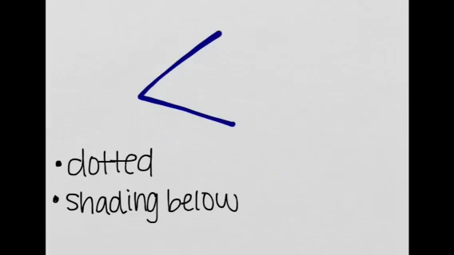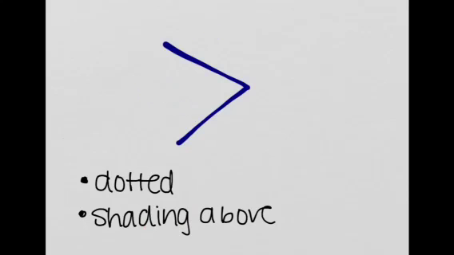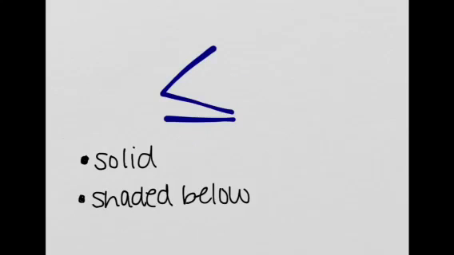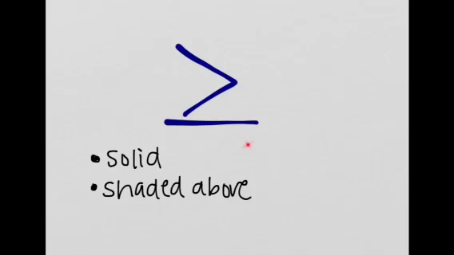Let's get started. So basically, when you have a strict inequality, less than, so if you just have a less than symbol, the line is going to be dotted and you're going to be shading below, okay? If it's a greater than sign, then the line is again going to be dotted, but the shading is going to be above. If it's a less than or equal to sign, then the line is going to be solid and it's going to be shaded below. If it's a greater than or equal to sign, then it's going to be solid and shaded above.